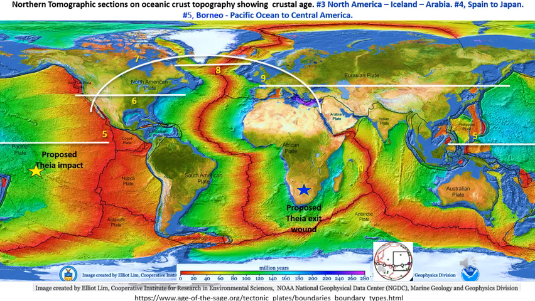This image shows the northern tomographic sections on oceanic crust topography showing the crustal age. In this exercise, we won't be looking at section 5 across the Pacific. We'll be looking at sections 6, 7 and 8, which go across from North America to Arabia, and on through section 9 through Asia from Spain to Japan.